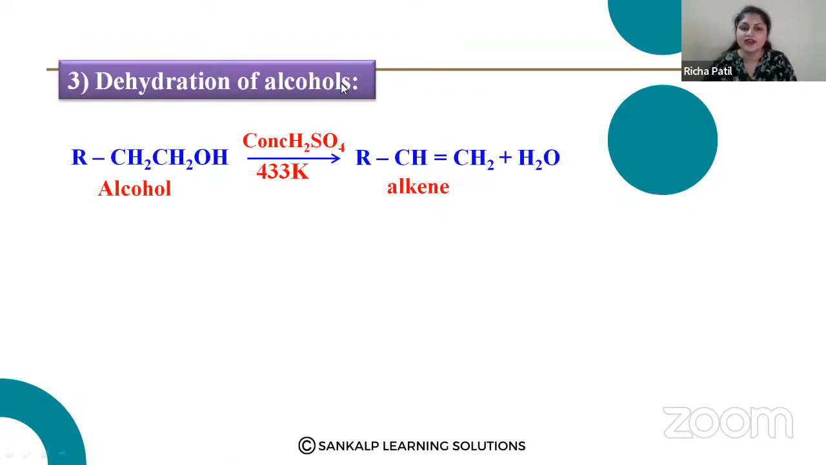So next is dehydration of alcohols. What do you mean by dehydration? Dehydration is nothing but removal of water molecule. A primary alcohol is taken and reacted with concentrated H2SO4. What is the role of H2SO4? It is a dehydrating agent. The temperature provided is 433 Kelvin. You yield an alkene, as there is a removal of water molecule. So this is dehydration of alcohols.